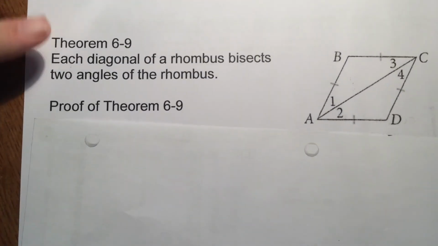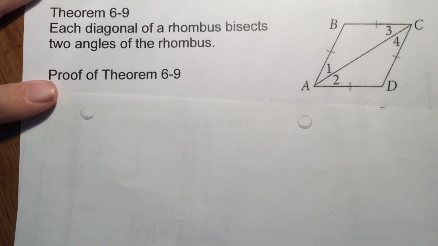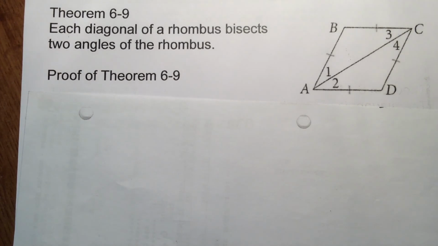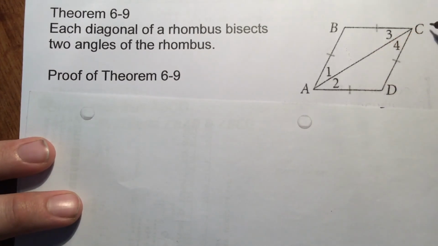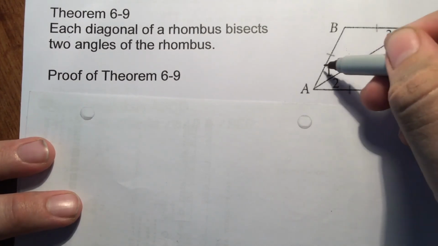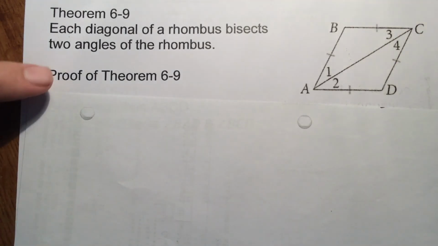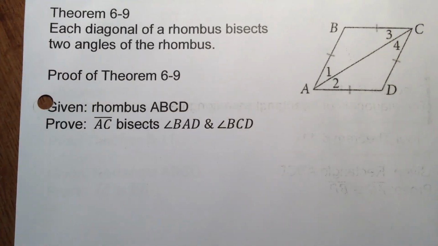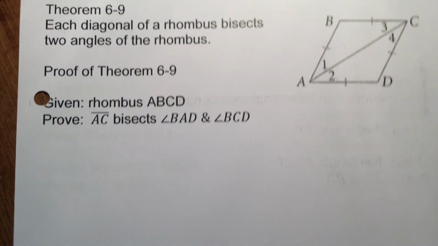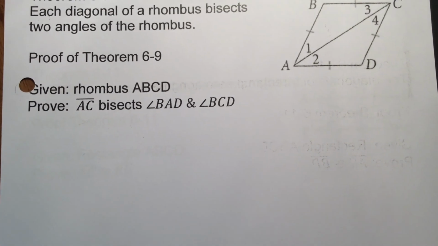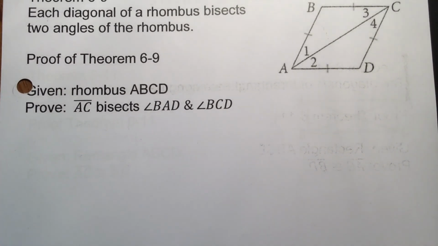So I'm just going to jump right into Theorem 6.9, which is each diagonal of a rhombus bisects two angles of the rhombus. So if we have our rhombus here, as this is cutting through, it's going to bisect these two, and it's going to bisect these two, similarly going the other way. And yes, as you see here, we're going to prove this. Now, in the notes, this is a paragraph proof, so I will convert it over to a 2-column as we work through it.